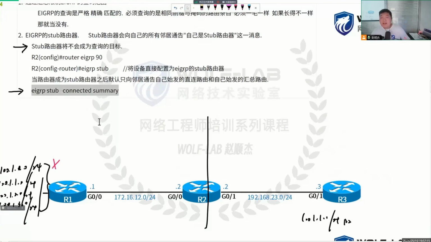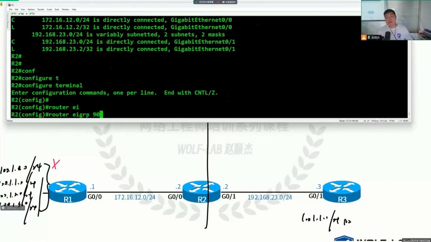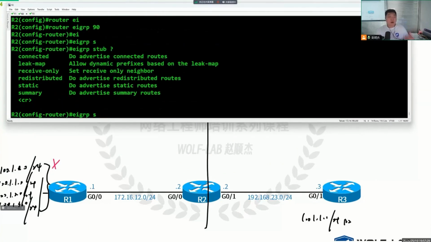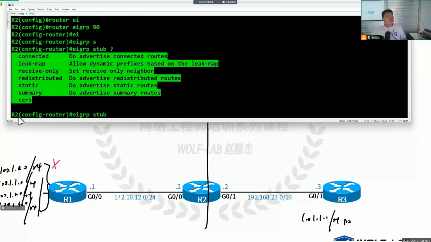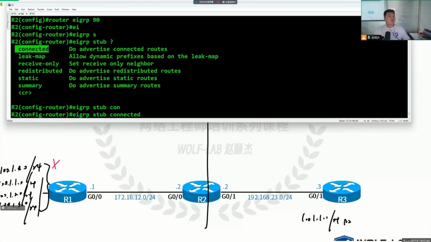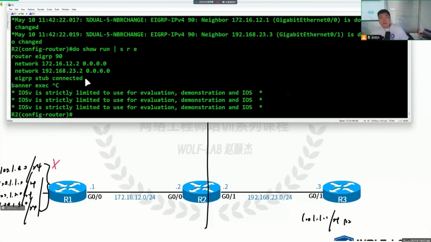When configuring EIGRP stub, hit a question mark. We can choose, for instance, after our EIGRP becomes a stub router, to only announce directly connected routes. Press enter, show running config, section router eigrp. After we become an EIGRP stub router, we only announce our own directly connected routes.